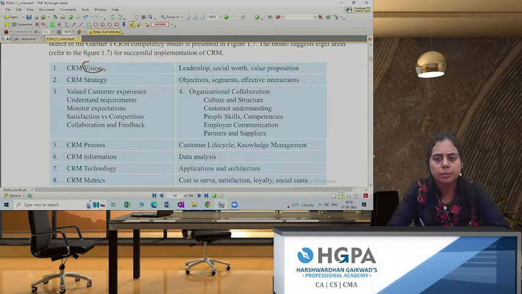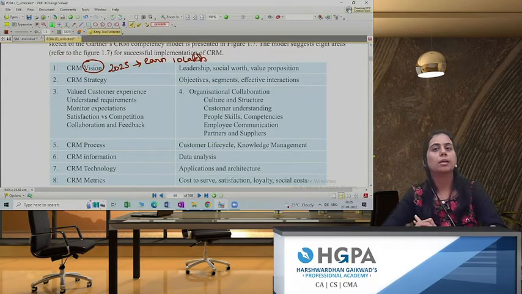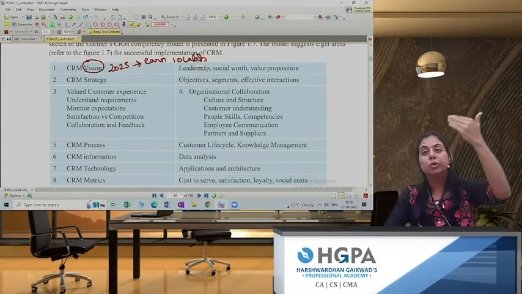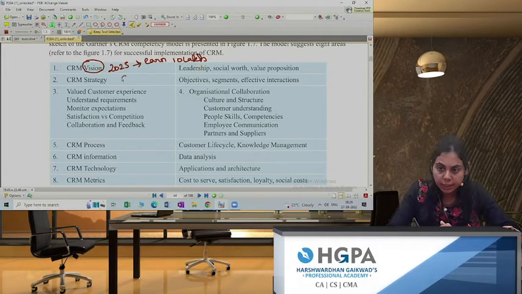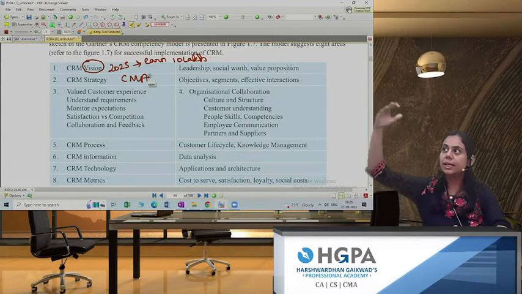We set our vision. Like till 2025, I must earn 10 lakh packs. This is my vision. But then for that vision, I made a strategy that I have to study here. Okay, so first we set vision.